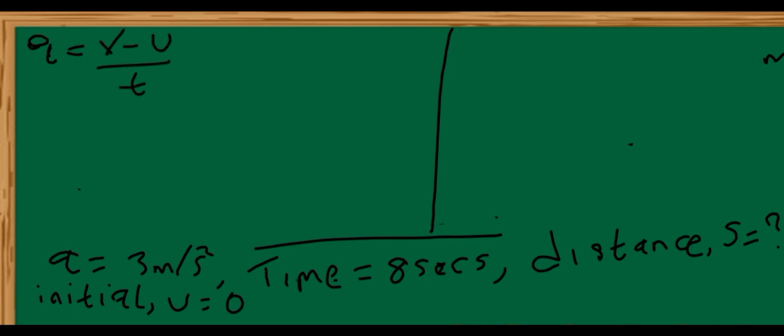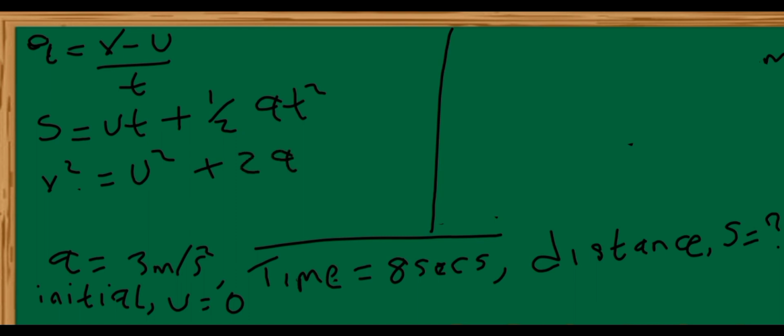Now, do we have acceleration? Yes, we have the acceleration there. Do we have velocity here? Final velocity here? No. So you can't make use of it. So we use the second formula. s is equals to ut plus half at square. The third formula says v square is equals to u square plus 2as.